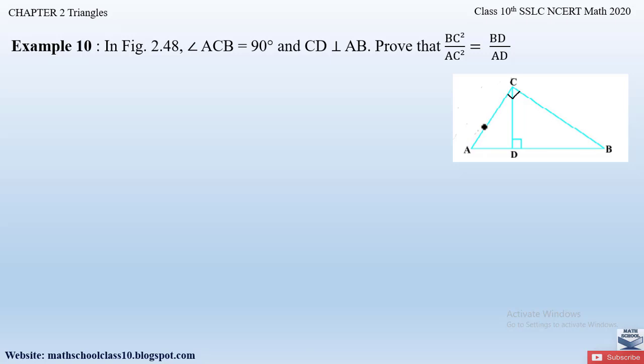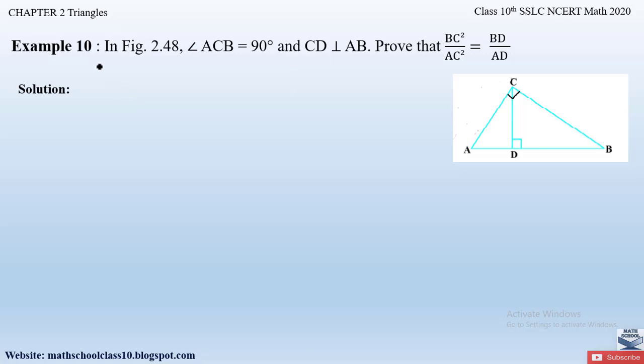So here if you look at the figure, this figure is very much similar to theorem 2.7 where we have a right angle triangle, right angle at C, and then we have a perpendicular drawn CD to the hypotenuse AB of the right angle triangle, and therefore triangles on both the sides of this perpendicular will be similar with each other, and also similar with the whole triangle ABC. So here let us apply theorem 2.7 and solve this example problem.